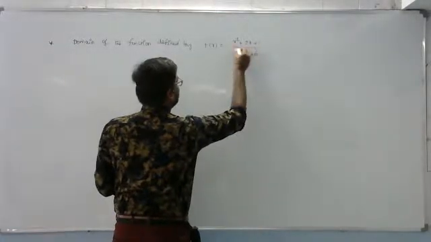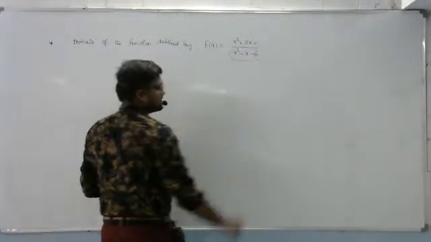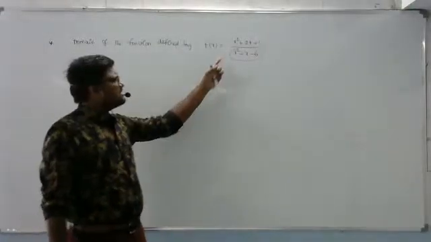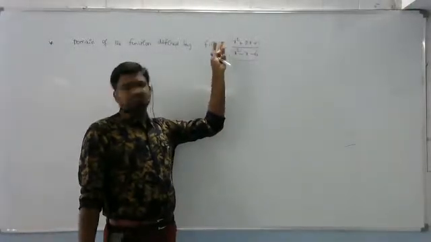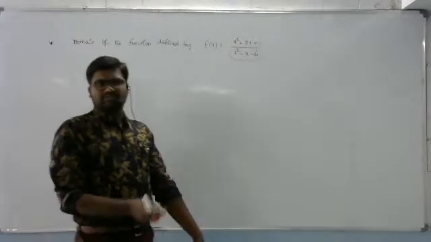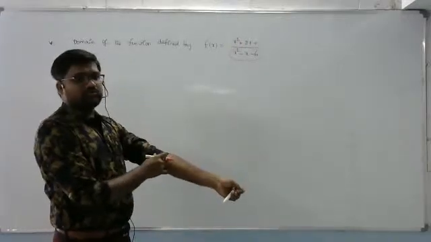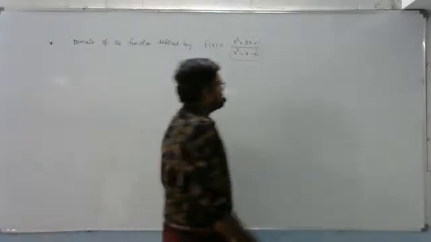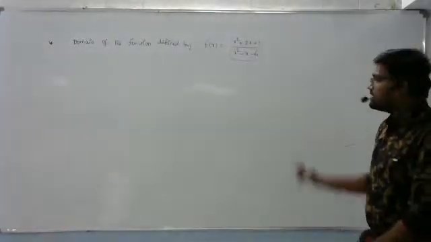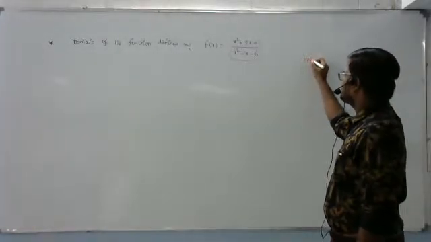Just now I told you, when you have division of two functions, f of x by g of x, in the numerator there is no restriction because x square plus 2x plus 1 is a polynomial. And remember, domain of polynomial is all real numbers. Domain is defined for all real numbers. I'll just write down a note here.